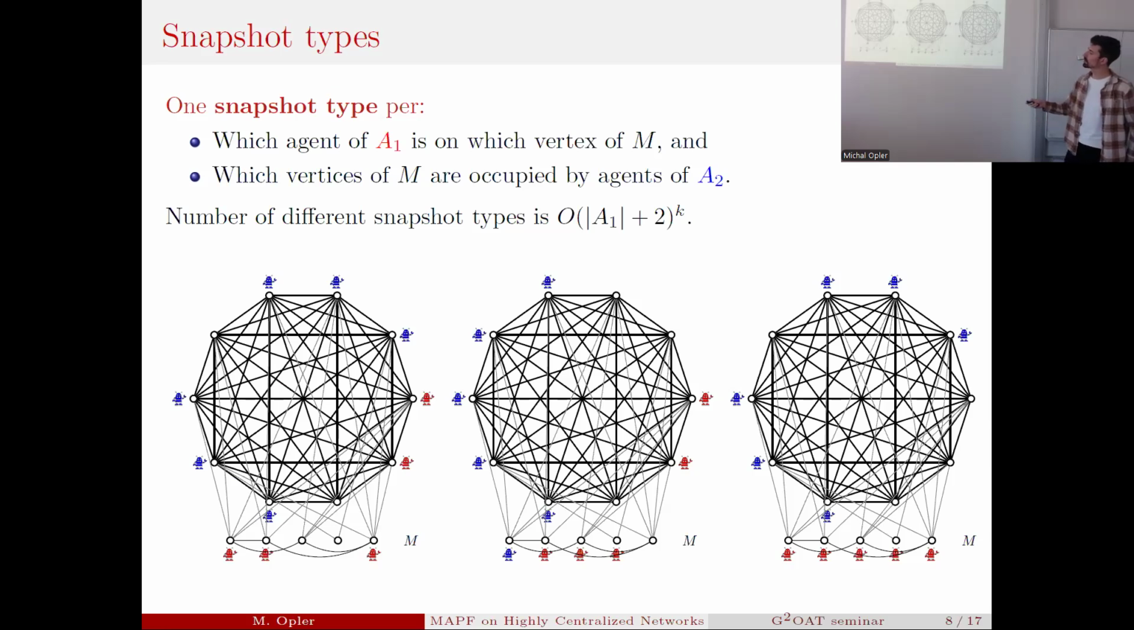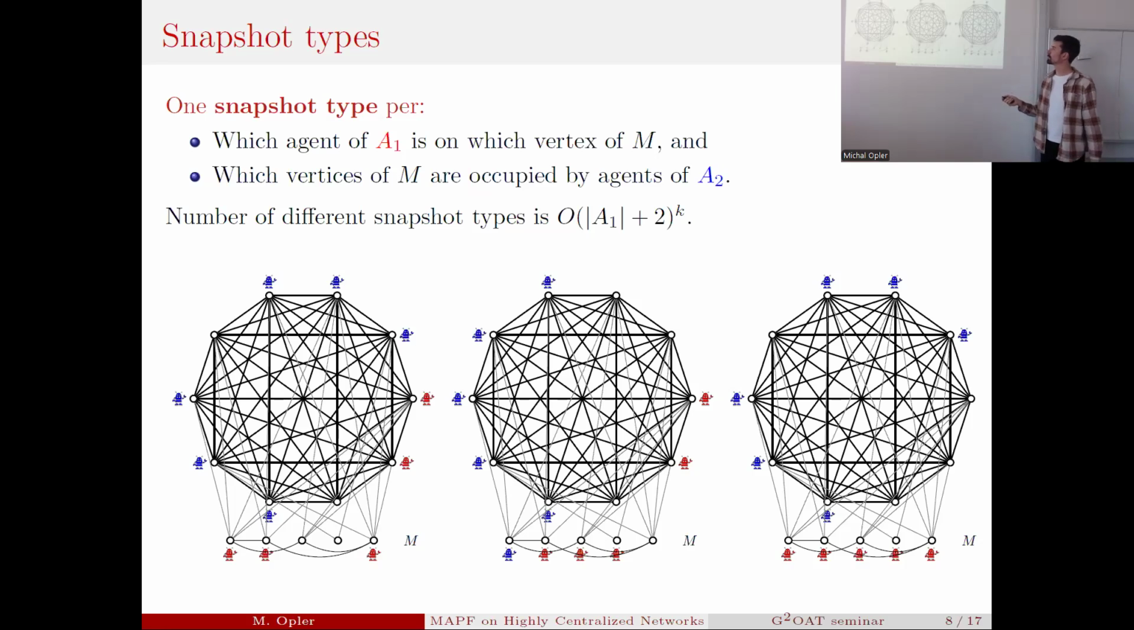So in other words, for each vertex of the modulator, we have either one of the agents of A1 stationed there, or we have some agent of A2, or there is nothing there. Which means that for one vertex of the modulator, we have size of A1 plus 2 many options. Either there is one of A1, or there is none, or there is one of the blue agents. Okay, so the number of different snapshot types is bounded by the distance to clique, because like I said, the number of agents that start and end in the modulator is also bounded. It's at most 2K.